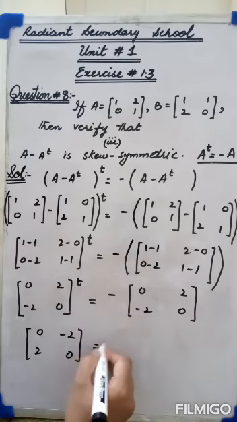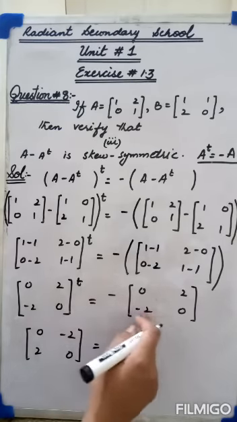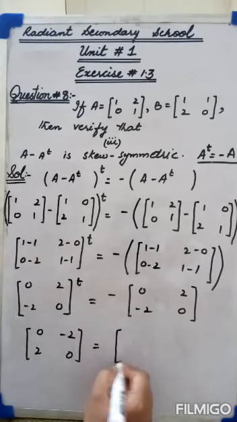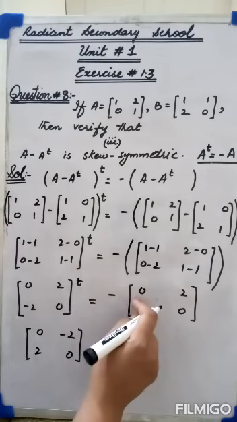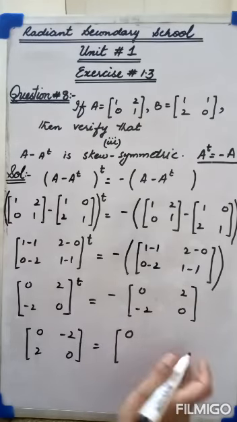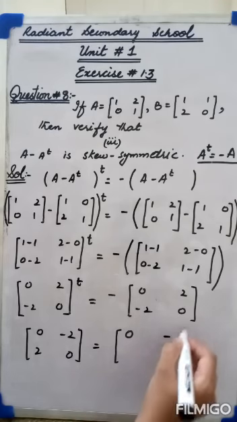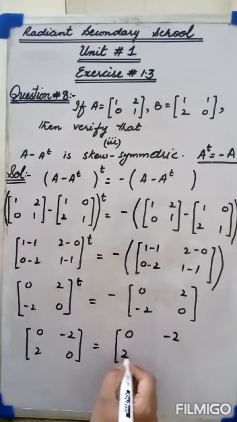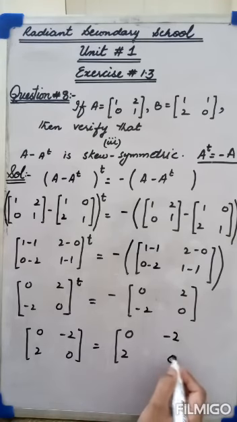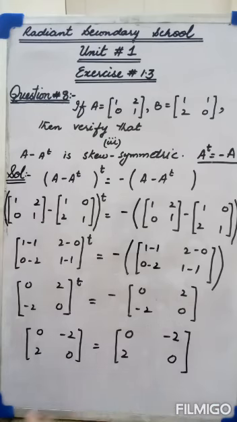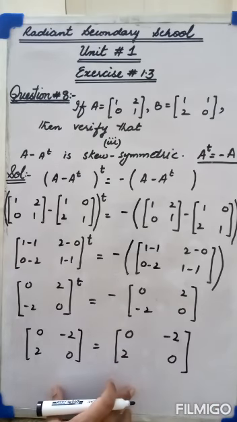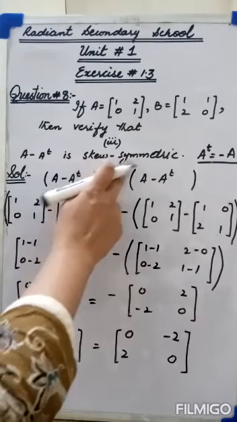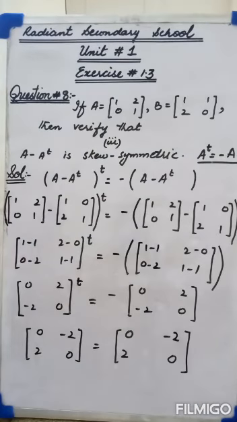Now we will multiply this minus with each and every entry. So it will become 0, we will not put any sign with 0, it will remain 0. This 2 will become minus 2. This will become plus 2. And this is 0. You can see both sides are the same. It means we have shown that A minus A transpose is skew symmetric.